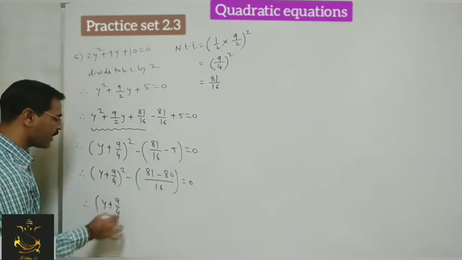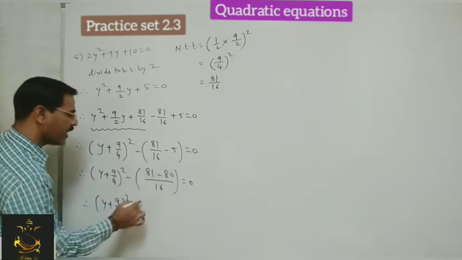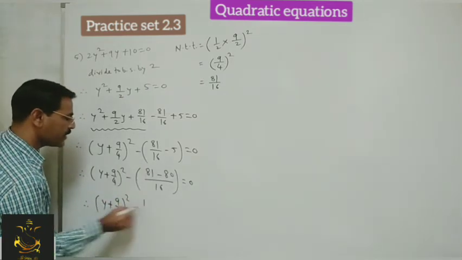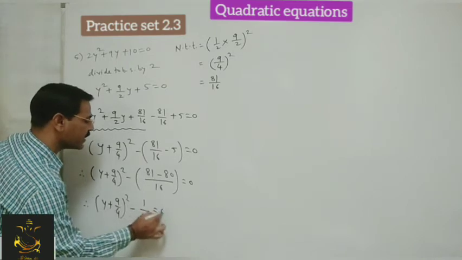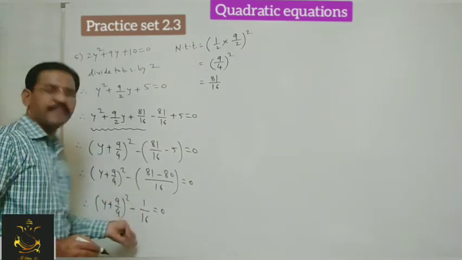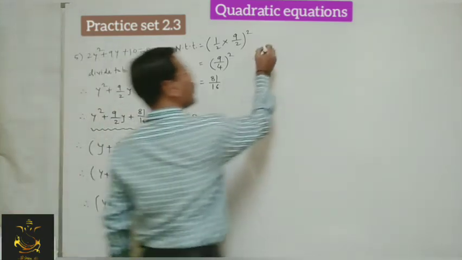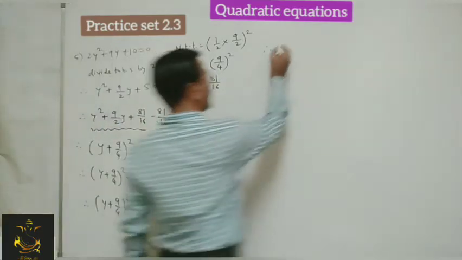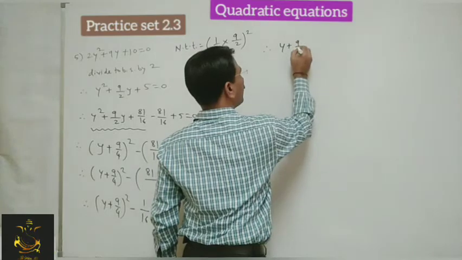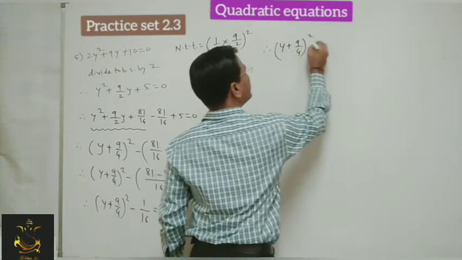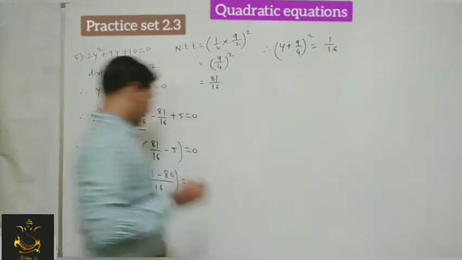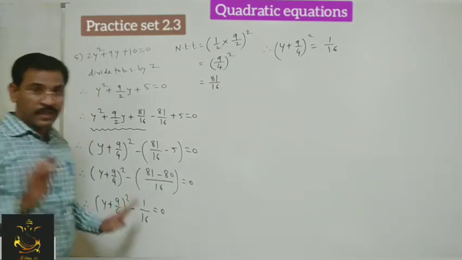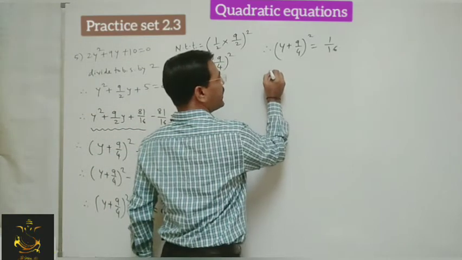y plus 9 by 4 bracket square. How much here? 1, sorry. Minus 1 by 16 is equal to 0. I'll take this 1 by 16 to that side also. You can solve that by the a square minus b square method also. Here y plus 9 upon 4 bracket square is equal to 1 by 16.